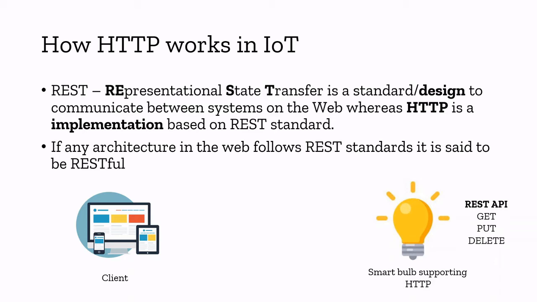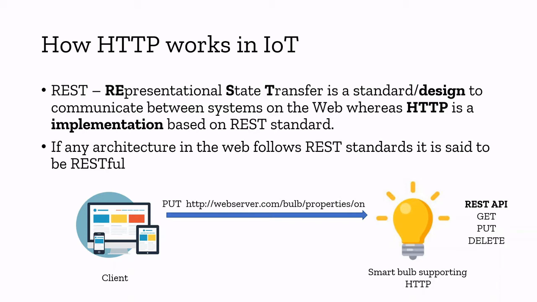So now I have a client, and I have a smart bulb supporting the HTTP protocol, providing a REST API. I'm going to make a put request. For example, the web server inside the smart bulb is accessible over http://thewebserver.com/bulb/properties/on. So I'm going to make a put request to this HTTP endpoint, and the bulb will turn on, and the server will respond with some kind of status code, such as 200. This is the acknowledgement the server will send to the client: I received your request, and I have turned it on.